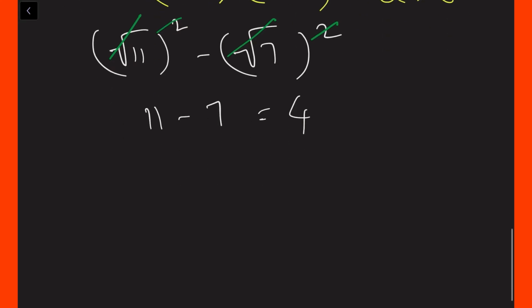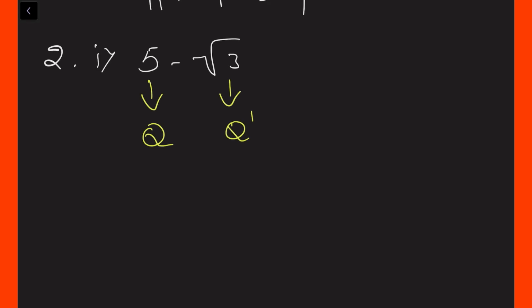Now let us move to bit number 2. In the second bit, he is asking to classify the following numbers as rational or irrational. In that, the first question is 5 − √3. Here 5 is a rational number and √3 is an irrational number. Rational minus irrational is an irrational number.